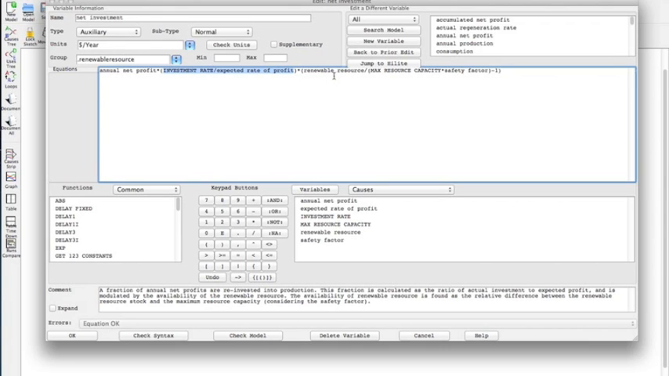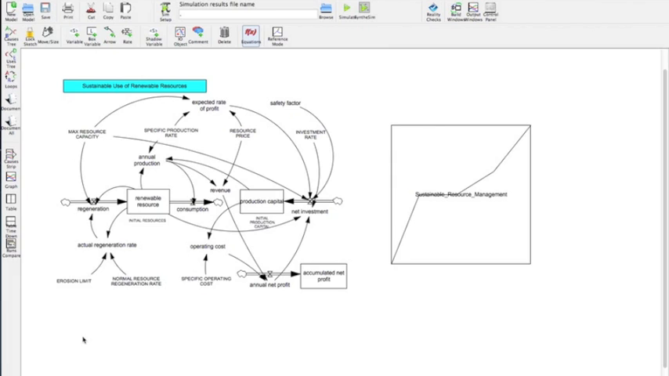And then here you have a relative ratio. You have the renewable resource, which is a stock, divided by the maximum resource capacity times the safety factor, minus 1. So this is essentially a relative fraction, the relative availability of the resource compared to the maximum resource capacity attenuated by a safety factor, just so you don't push your resource availability to 0.